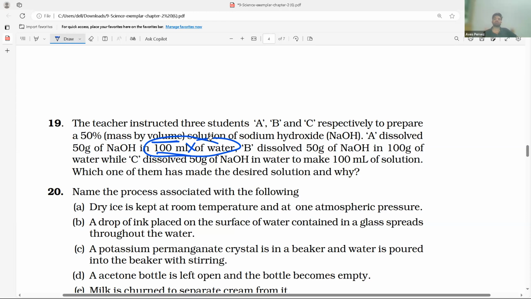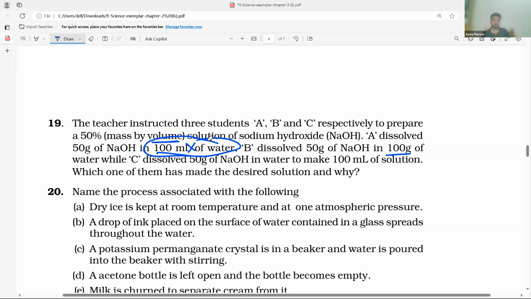Okay. Now, even if he takes 100 gram of water, will it be correct for mass by mass percentage? No, I don't think so, because for mass by mass we need to take the mass of solution, but he has taken 100 ml or 100 grams of water. Yeah, he has to take 100 gram of solution, meaning 50 grams of NaOH should be in 100 gram of solution, not in 100 gram of water.